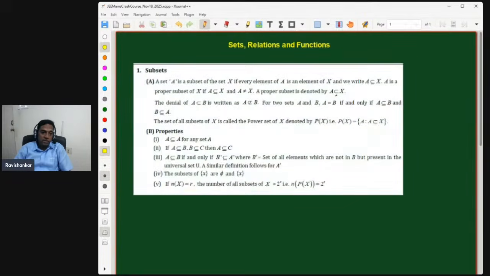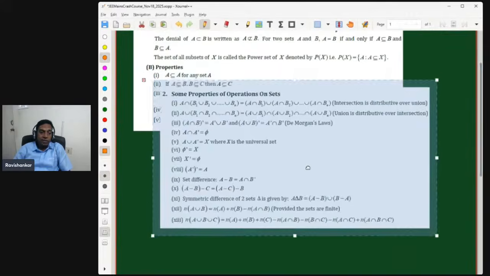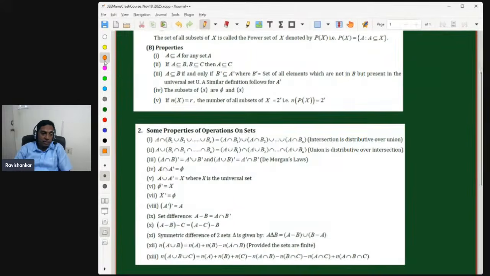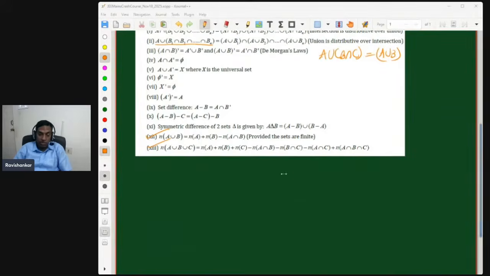Okay. So subsets, sets. These are some key ideas related to sets and subsets. Properties of operations is very important. Distributive law. Then the important thing is union is distributive over intersection. This is something that many times you don't apply. Then De Morgan's laws. Then some basic ideas and some things related to n of A union B, A union B union C, etc.